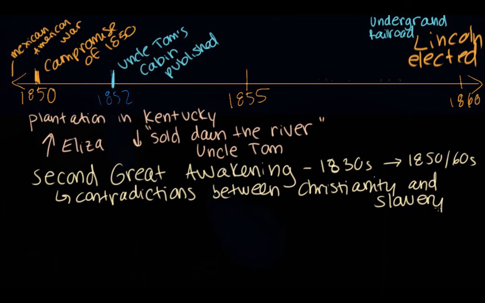Eliza is reunited with a bunch of other people that were on the original plantation, and they really think about Uncle Tom as this martyr. They hear of his death, and he's looked at as kind of this sacrifice for the cause of freedom.